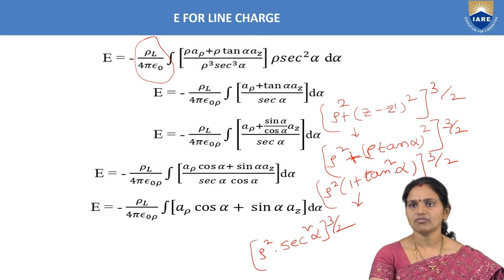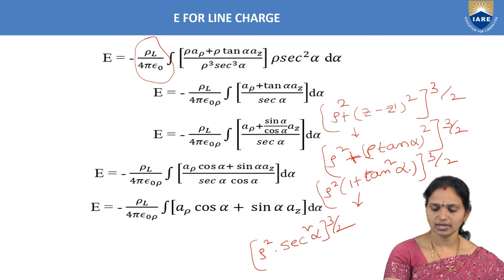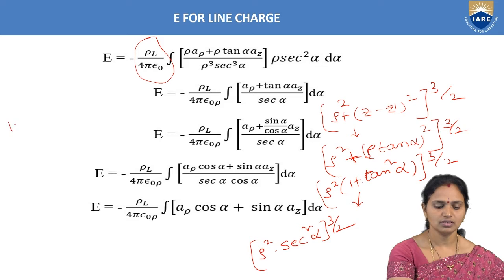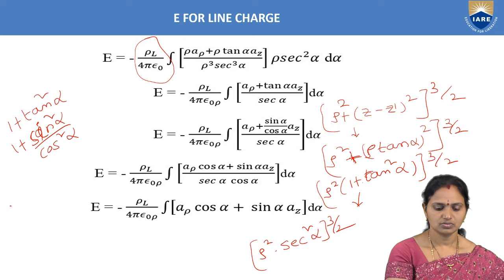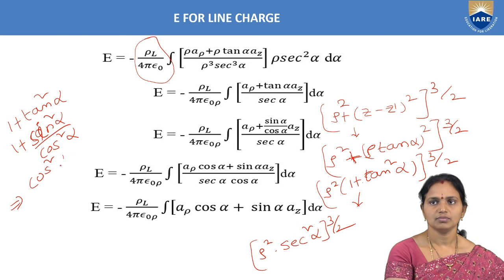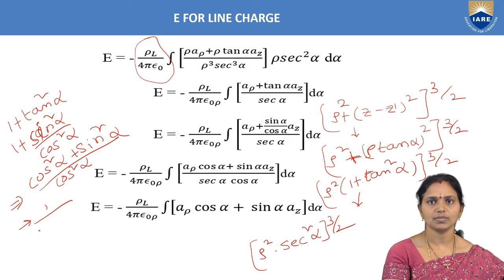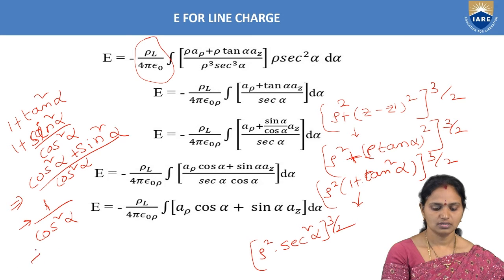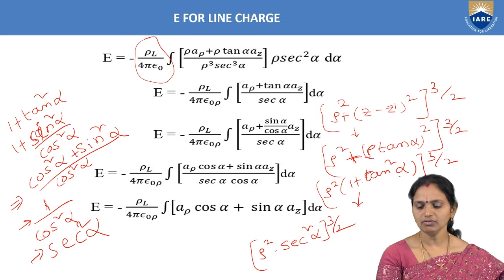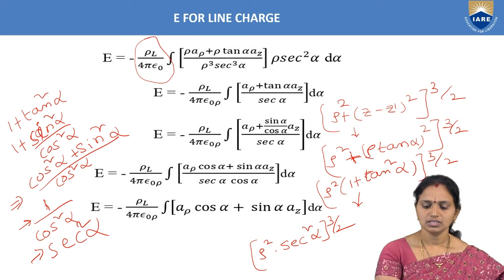I'll show you how we got secant square alpha from 1 plus tan square alpha. We can write tan square alpha as sine square alpha by cos square alpha. So that is cos square alpha plus sine square alpha divided by cos square alpha. We can replace the numerator with 1, then it is 1 by cos square alpha. So 1 by cos square alpha we can write as secant square alpha. So finally we can replace 1 plus tan square alpha with secant square alpha.